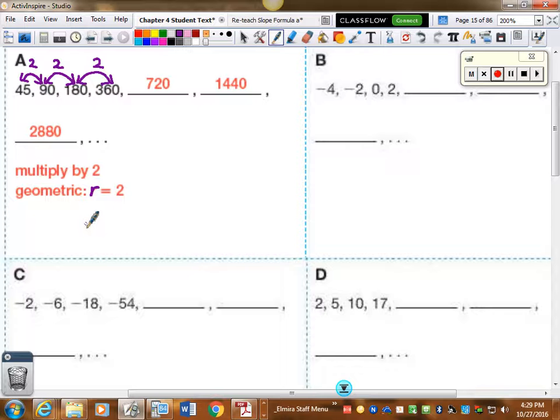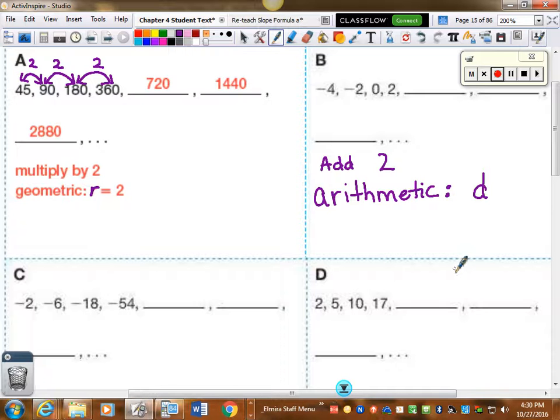Okay, B. Pretty easy to see B. We seem to be going up by 2's. Add 2. That means if we're adding 2, that is an arithmetic sequence. And because we're in arithmetic, we have a common difference, D, of 2.